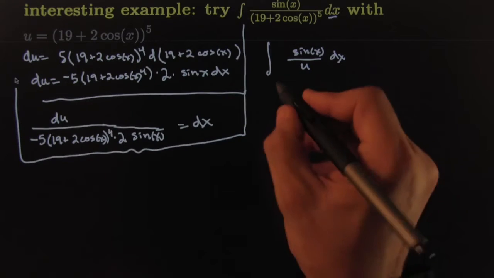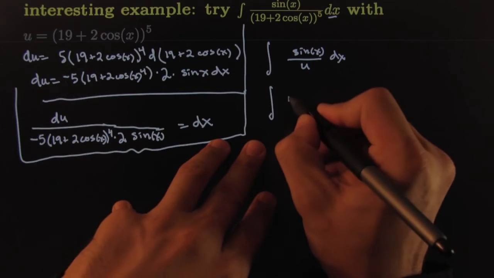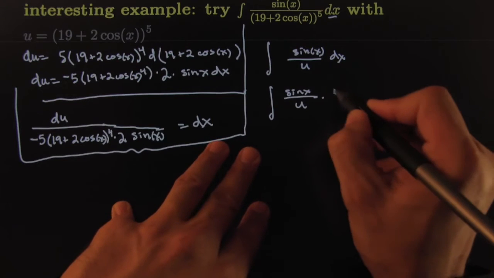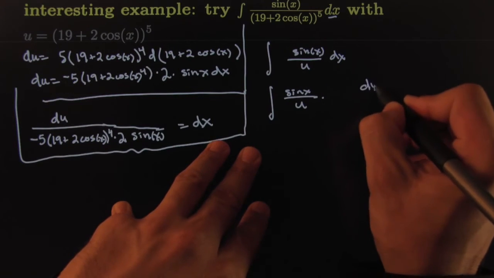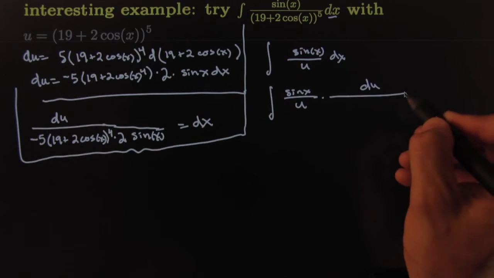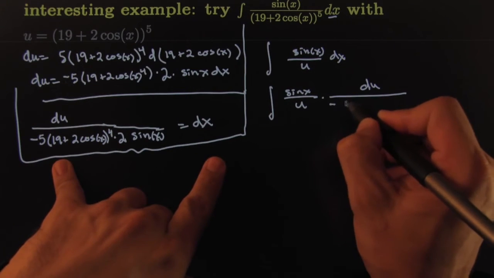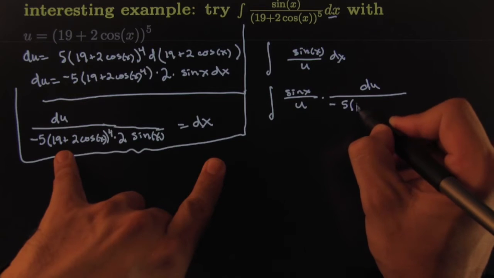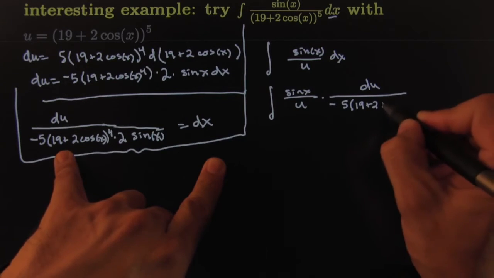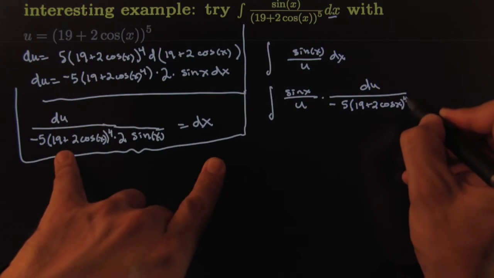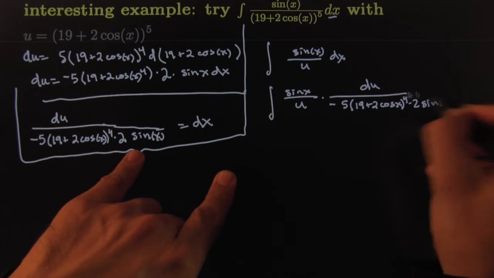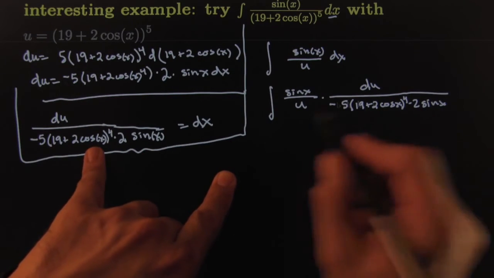This is part of our dictionary. So let's continue over here. So this becomes sine of x all over u. The dx, that was, we agreed, was du over that big old thing. That would be negative 5 over 19 plus 2 cosine of x to the 4th times 2 times sine of x. Right? Assuming I copied it correctly.